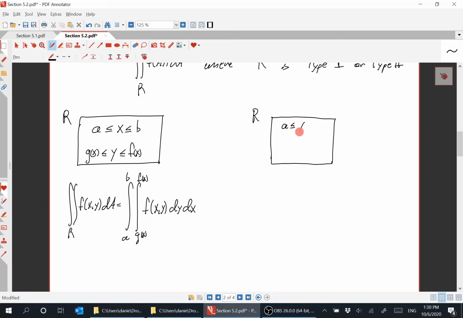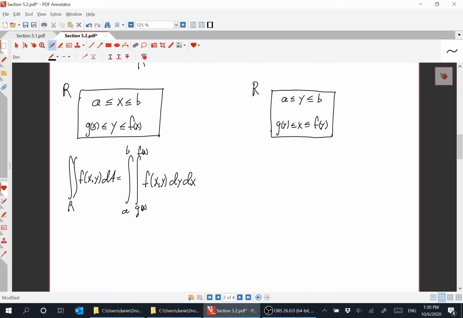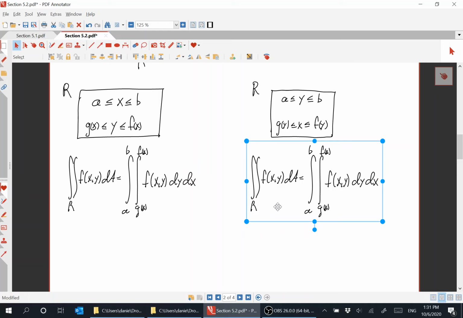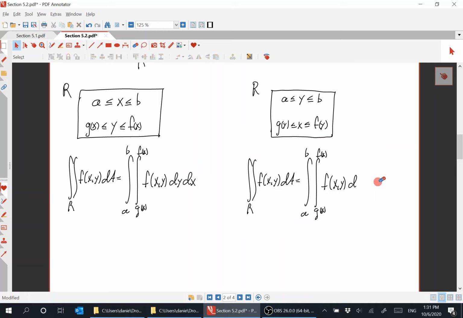And if R is the other type, type 2, then a is less than or equal to y is less than or equal to b, and g of y is less than or equal to x is less than or equal to f of y. In this case, the double integral over the region R can be calculated as follows, using this iterated integral, dx dy. So these are f of y, g of y.